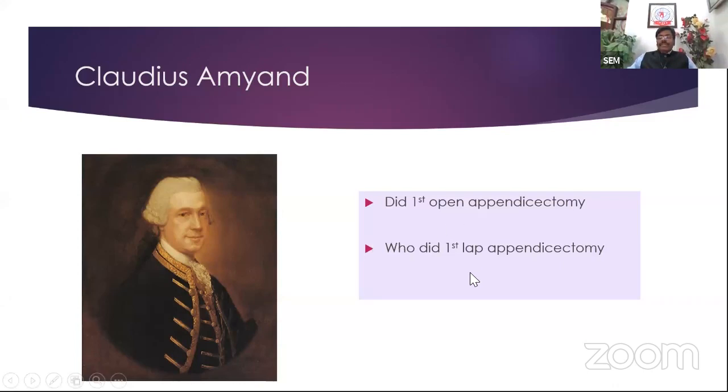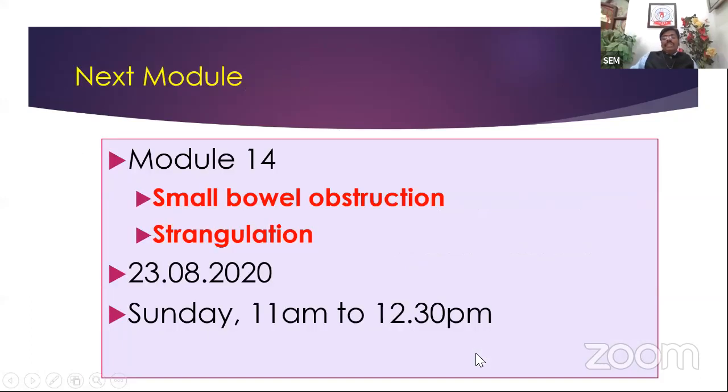Okay. And the next important thing is the first laparoscopic appendicectomy was done by another German, Professor Semm. He was actually an obstetrician gynecologist in the 1980s. He described laparoscopic appendicectomy first. These are all MCQ questions at a later date.